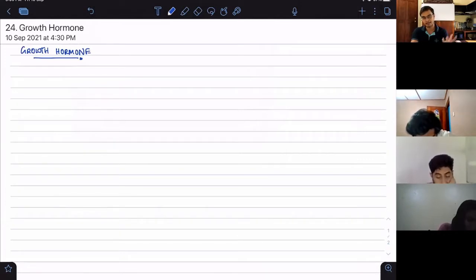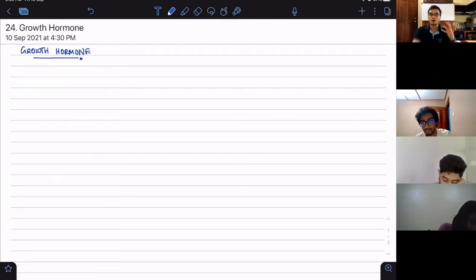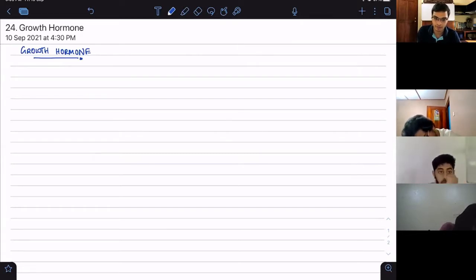If you take TSH, where will it go? It will go to the thyroid gland. ACTH, where will it go? Adrenal gland. LH and FSH, where will they go? To the gonads, ovaries and testes. So all of them work on glands except growth hormone. Growth hormone exerts its effect throughout the body, on almost all tissues of the body. Write that down: growth hormone exerts its effects on almost all tissues of the body, unlike other anterior pituitary hormones that we have talked about.